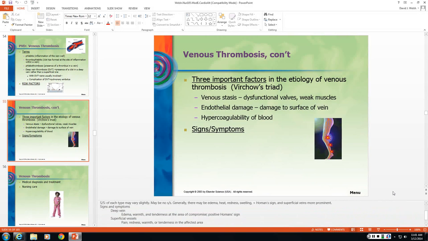Now, with deep vein involvement, your signs and symptoms are going to be edema, warmth, and tenderness at the area of compromise. They're going to have a positive Homan sign. With superficial vessels, they're going to have pain, redness, warmth, and tenderness at the affected site.